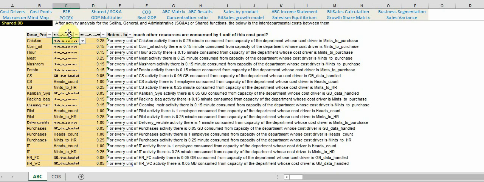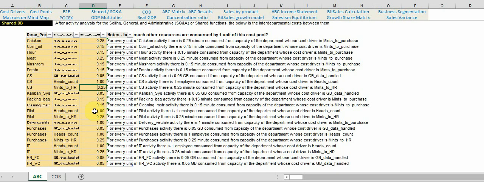The allocated cost driver is minutes to purchasing. Minutes to purchasing is the cost driver of the purchasing department. We make this link between what will be charged and the cost to be charged. Allocated driver quantity is a quarter of a minute. That means for every kilogram of chicken meat purchased, a quarter of a minute, which is 15 seconds, is consumed from the capacity of the purchasing department, and so on for the other cost pools. Another example is the CS. The customer service officer, as he works on a PC, uses the IT service.